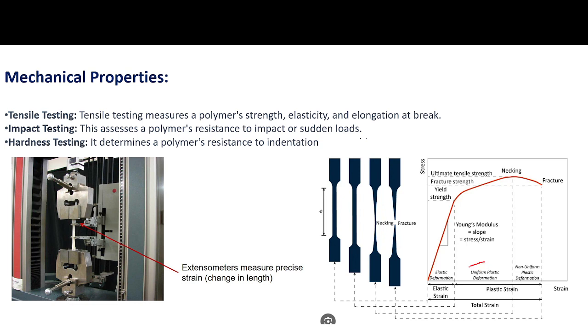But uniform plastic deformation is like this: when we give that stress to the polymer system, there will be time-dependent recovery of this polymer system, so it will take time to recover its original shape. This region is plastic deformation. But if we reach a position where there is no chance to come back to the original position, that will be non-uniform plastic deformation like necking, or there will be fracture.